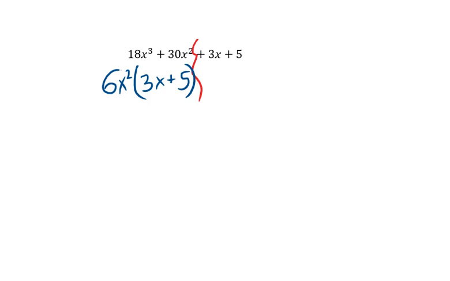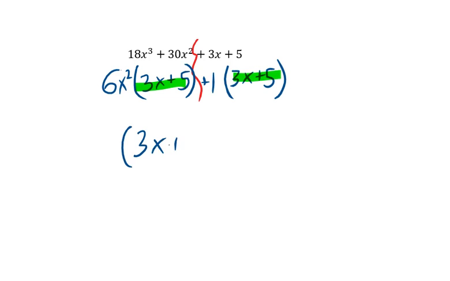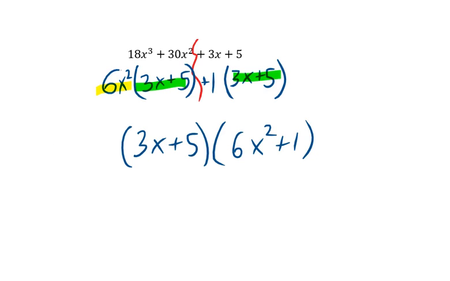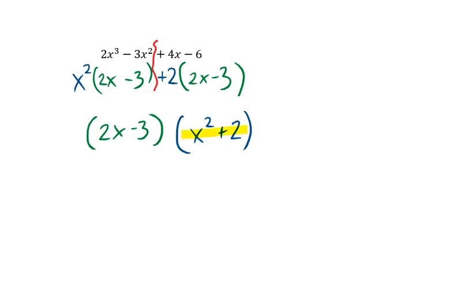On the right side, the biggest thing I can take out is 1. If nothing else, I can always divide by 1. So plus 1, and factoring that out means it's still going to be 3x plus 5. Because this and this are both 3x plus 5, I know my factor by grouping is going to be 3x plus 5 times 6x squared plus 1. Where that 6x squared plus 1 is coming from is 6x squared plus 1. I don't know if I said it in the other one, but where the x squared plus 2 came from was x squared plus 2.